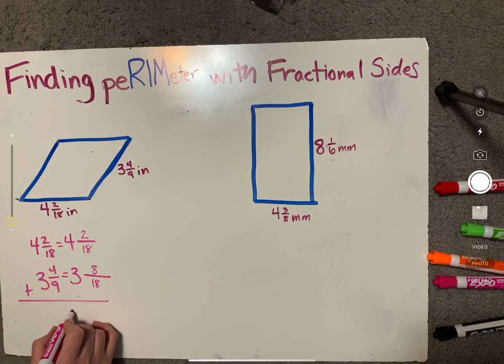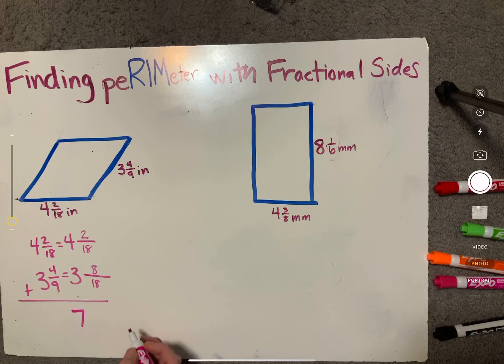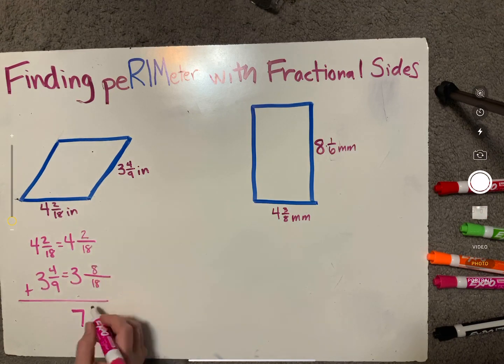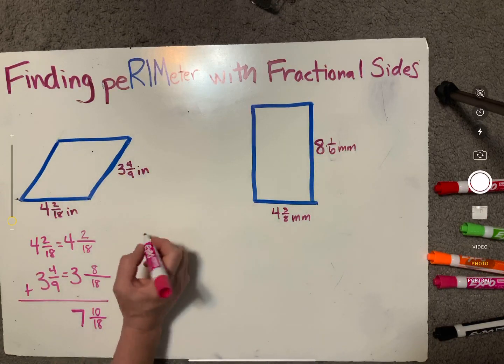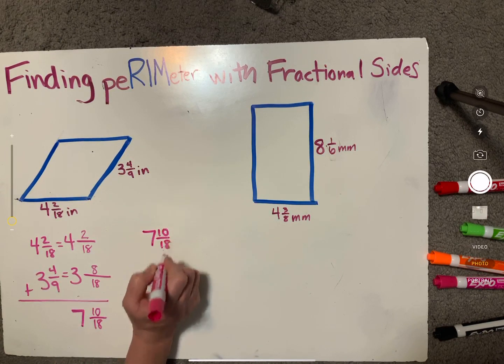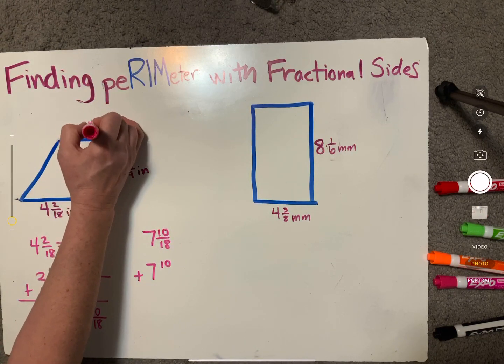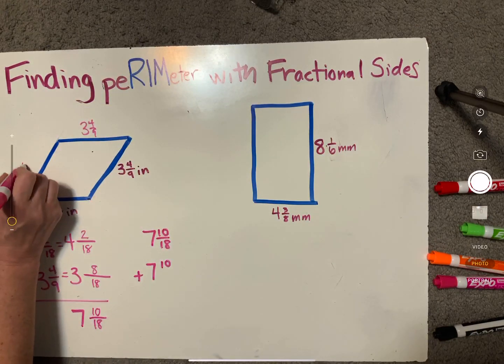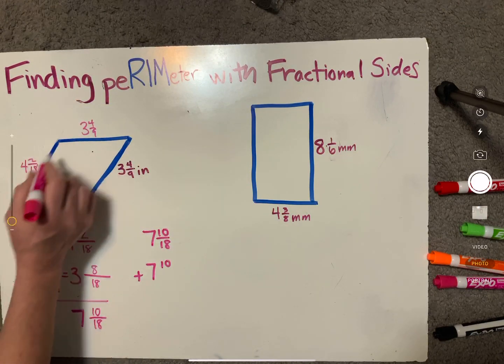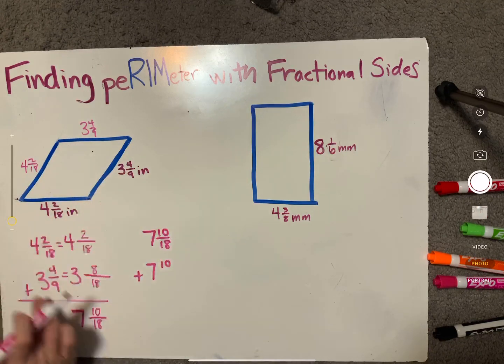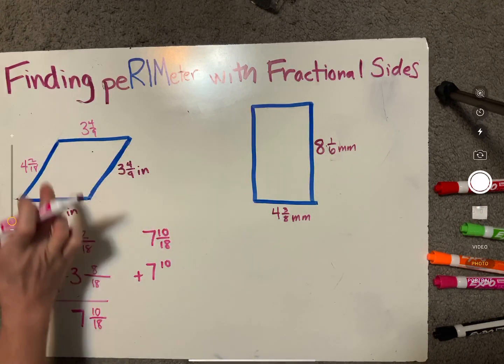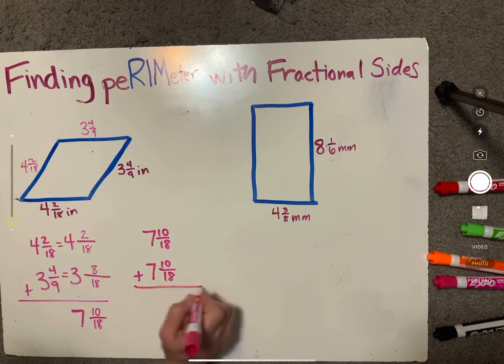So I get 7, and then I get 2 plus 8, which is 10. So we get 10/18 as our fraction, and then our whole number would be the 7. So now what we can do is take 7 and 10/18 and add it to itself, because we know that these other sides are also 3 and 4/9 and 4 and 2/18. So since we know that those two sides are the same, we've found out what this combination is. So if we just add it to itself again, we're going to be able to get our answer.